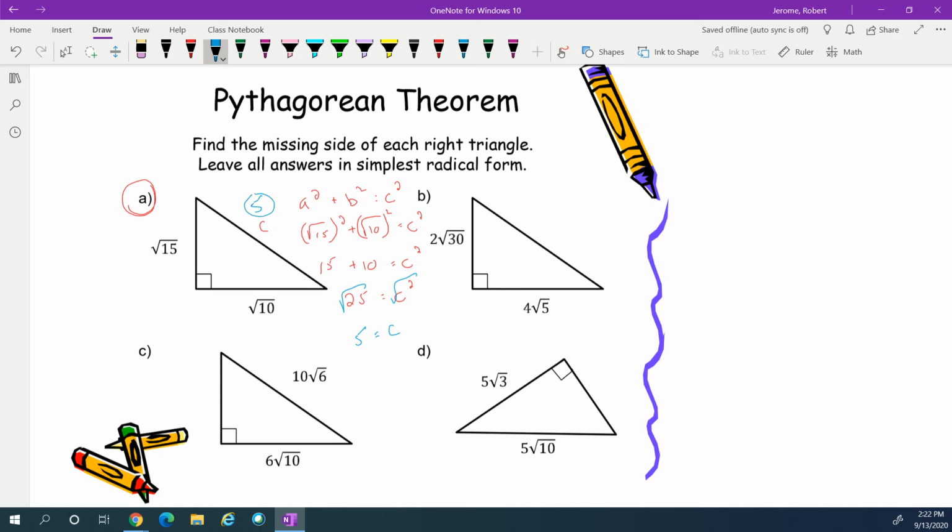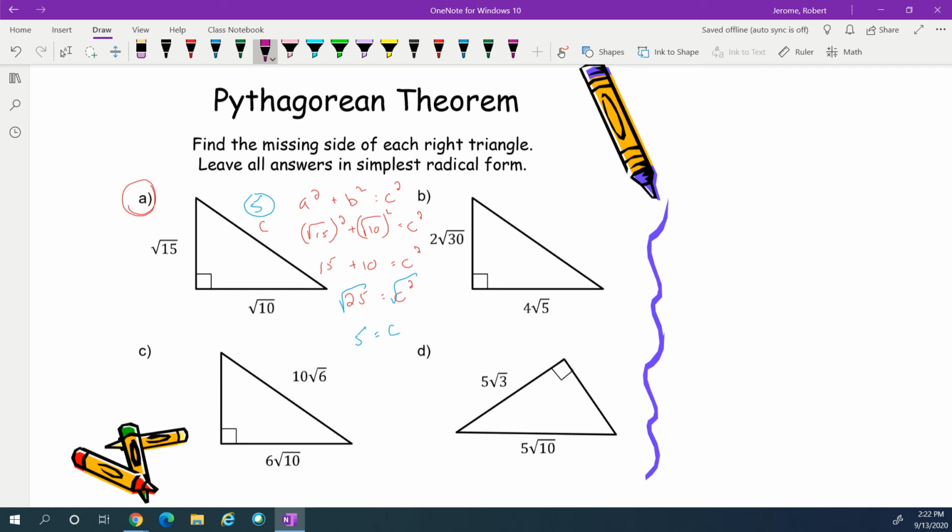So 5. Now, is 5 greater than square root of 15 and square root of 10? It is. If you put the square root of 15 into a calculator, you're going to get a number less than 5. But we have to be able to work in radical form. You cannot convert those numbers to a decimal, then work with them, and then be able to convert things back to radicals. You have to work in radical form. Let's take a look at another one.